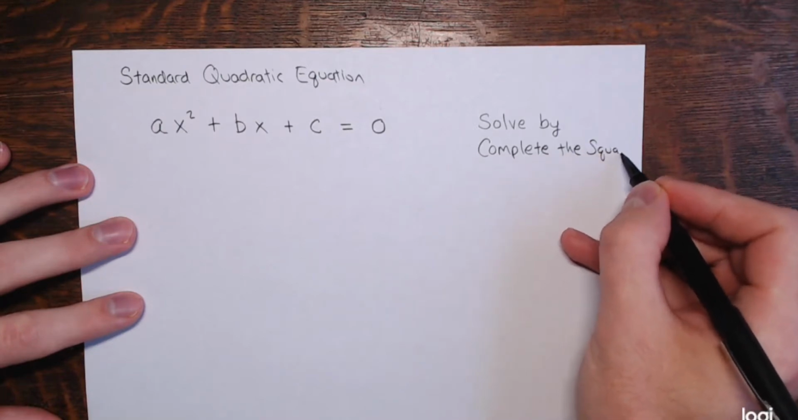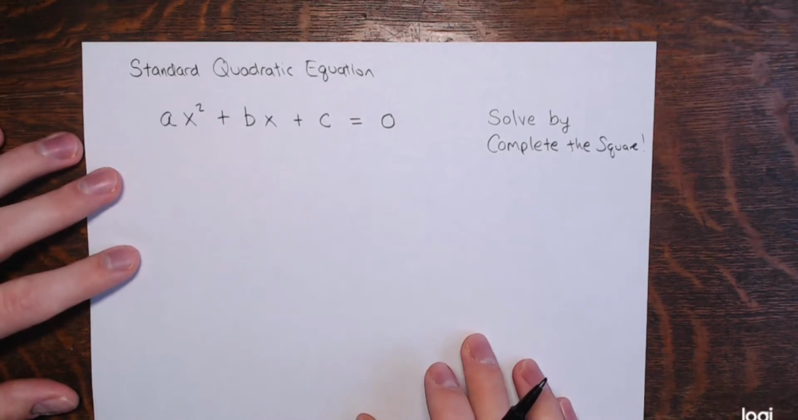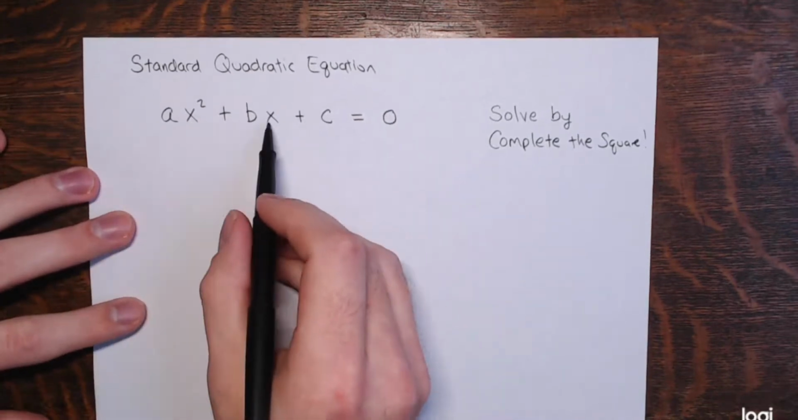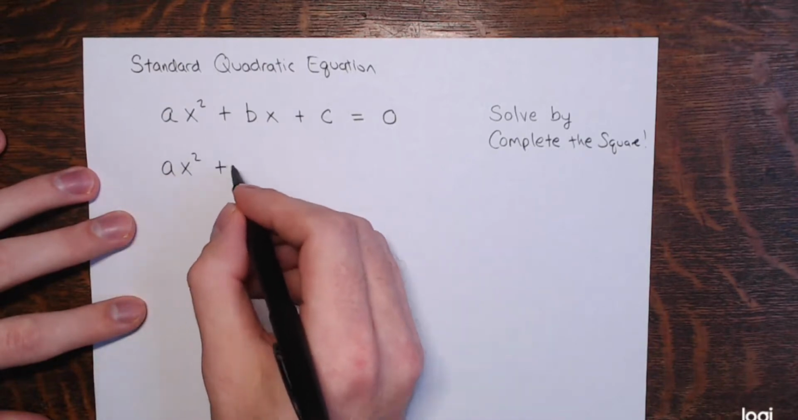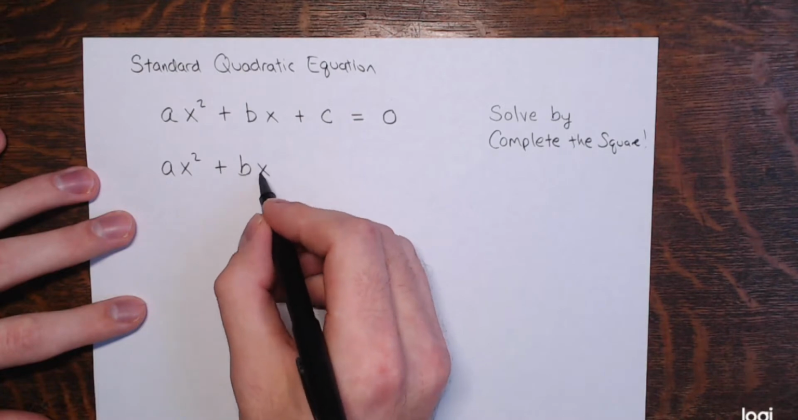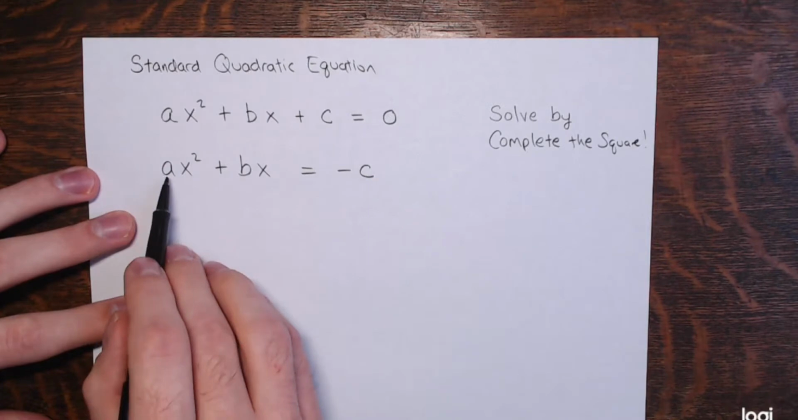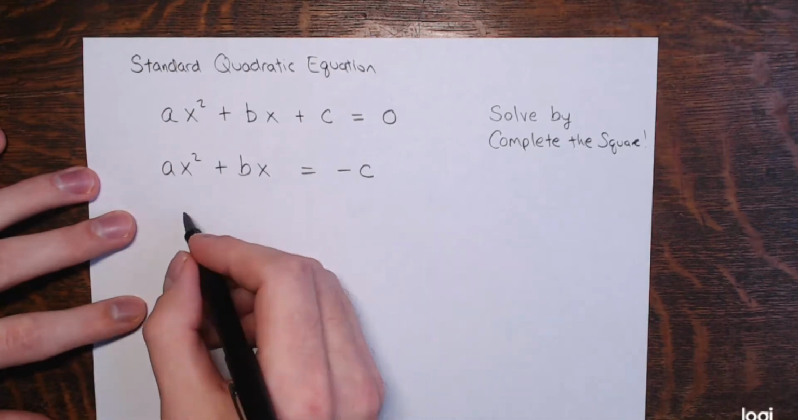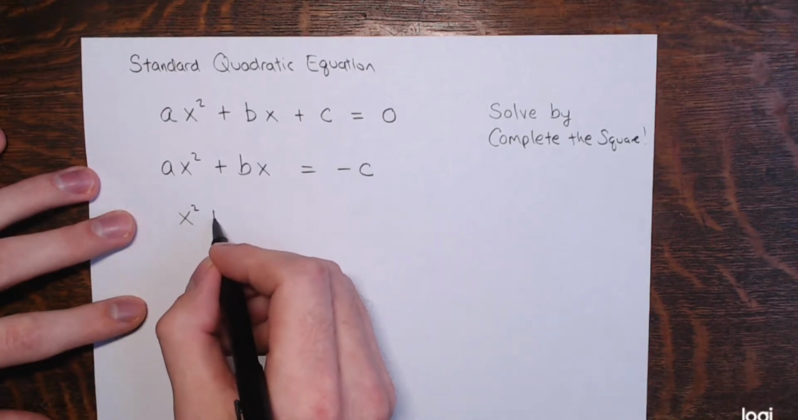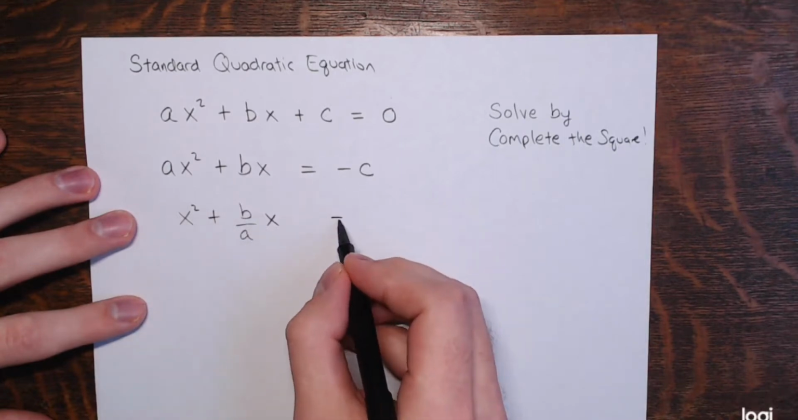Alright, so if you recall from the last section, 2.5 part 2's video, first I would get the quadratic term and linear term on their own side. So I'm going to subtract c. So I have ax squared plus bx equals negative c. And make sure the quadratic coefficient is 1. So if it's a, say this wasn't 1, I would just divide everything by a. So we have x squared plus b over a times x equals negative c over a.